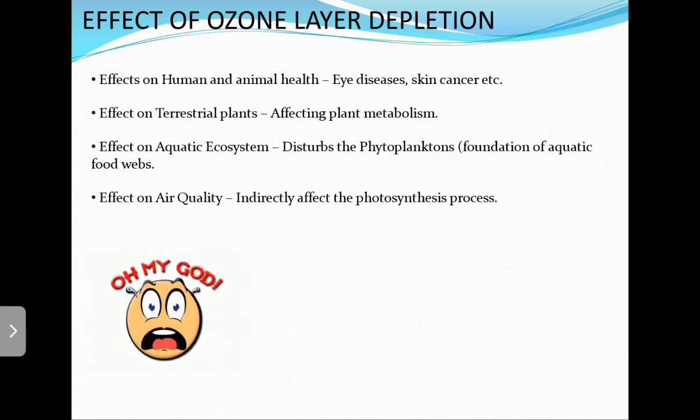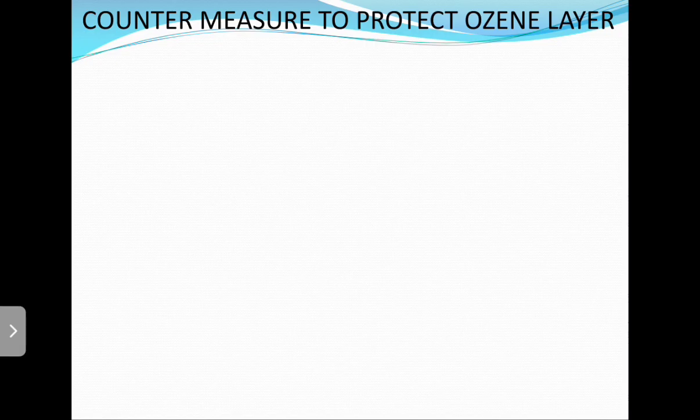So now we'll discuss the countermeasures, what we should do so that we are able to protect the ozone layer. Definitely there is a big role for our government. Number one, impose high tax on ODS, that is ozone depleting substances. If a high tax is imposed on this material, definitely the use of ozone depleting substances will be less, and by this we can save the ozone layer.